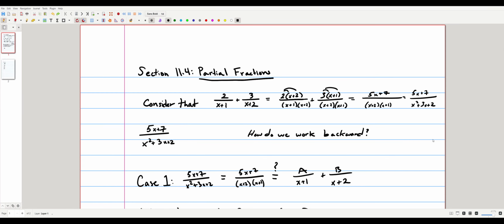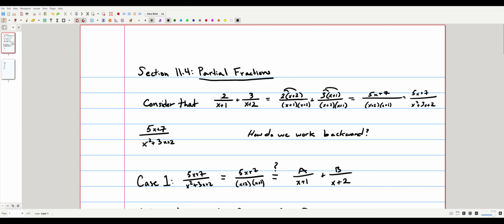Alright guys, so today we're in section 11.4 looking at partial fractions. And so when we have two fractions that we're trying to add together, what do we need to do? Well, we need to find common denominators, right?